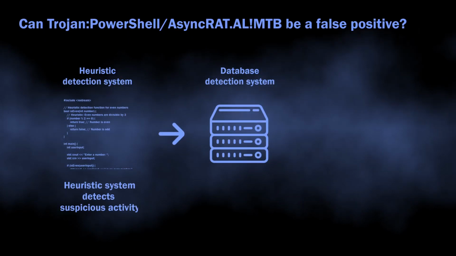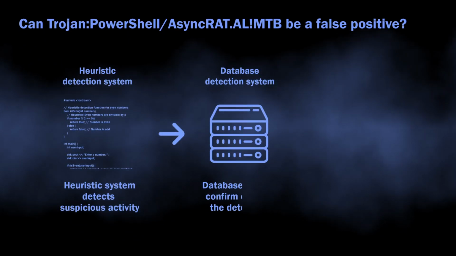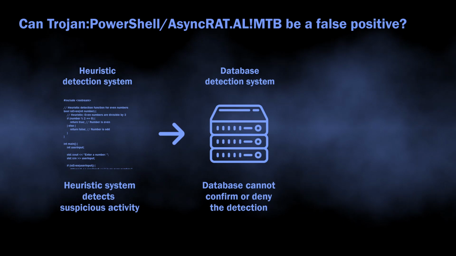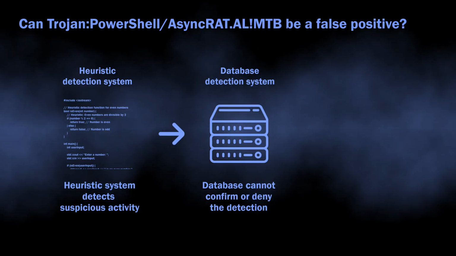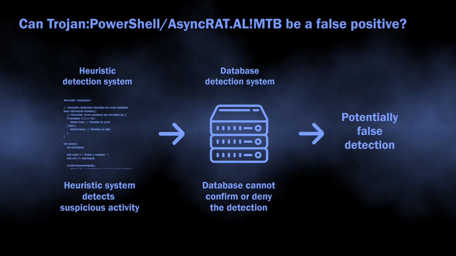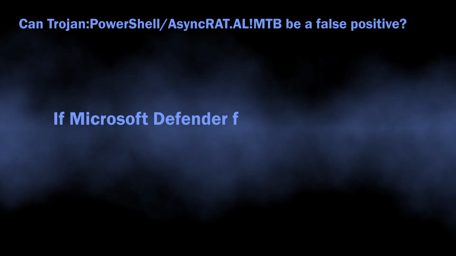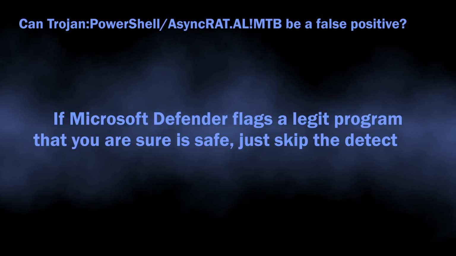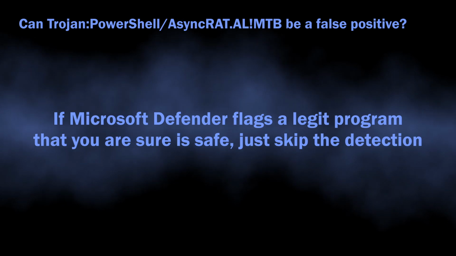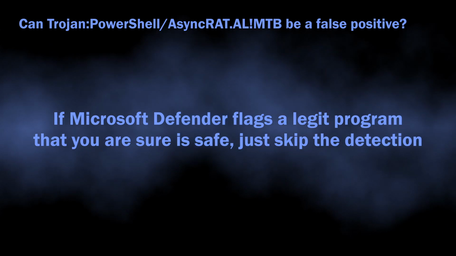There is also a possibility of this detection being a false positive. As I said, it comes from the heuristic detection system, which requires confirmation from other detection systems for better accuracy. When other systems cannot confirm or deny that the threat is real, it can end up with a false detection. If you see Microsoft Defender flagging a safe and legit application as malicious, you can just dismiss the alarm.